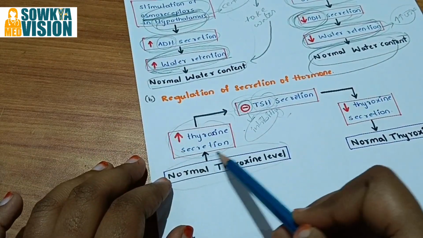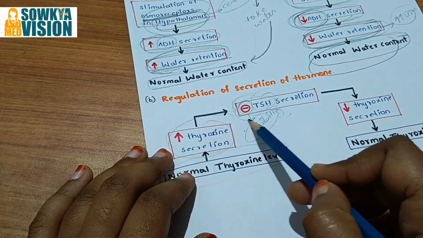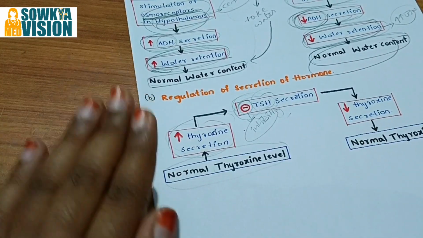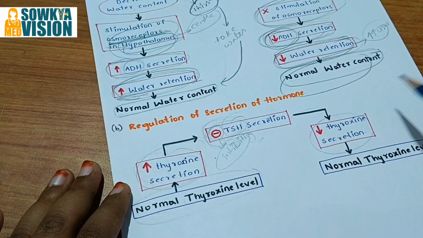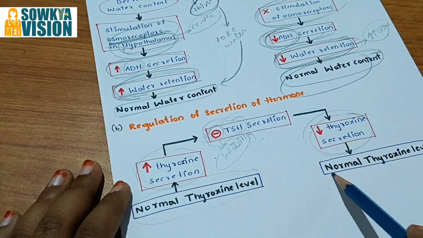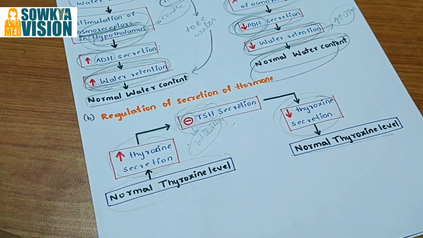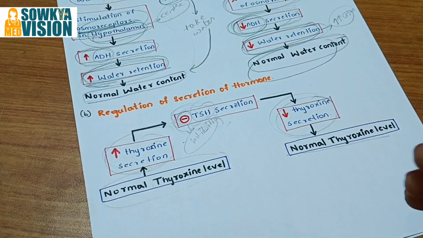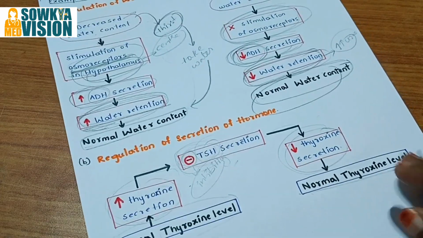When the thyroid secretion is increased above the normal level, a certain level should be maintained. If there is an increase above that level, there will be inhibition of thyroid stimulating hormone. So there will be decreased thyroid stimulating hormone, which leads to decrease in thyroxine secretion, and normal thyroxine level is achieved. And vice versa, when there is decrease in thyroxine secretion, there will be stimulation of TSH, the thyroid stimulating hormone, and there will be increase in thyroxine secretion.